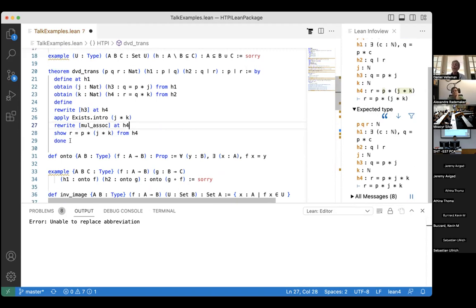What you see here is there's a lot of math that Lean already knows. In particular, it knows in this case that multiplication of natural numbers is associative.